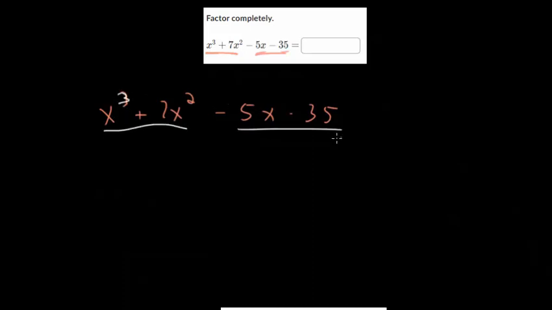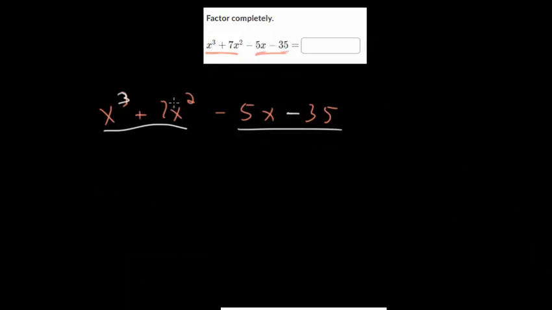Maybe you can group the 7x squared and the minus 35 because they're both divisible by 7. So you'll want to use your best judgment. But let's just write this out as x cubed plus 7x squared, and then we have the minus 5x minus 35. So like I mentioned, we're going to group the first 2 together and the second 2 together, and then just ask ourselves, what is the common factor here?